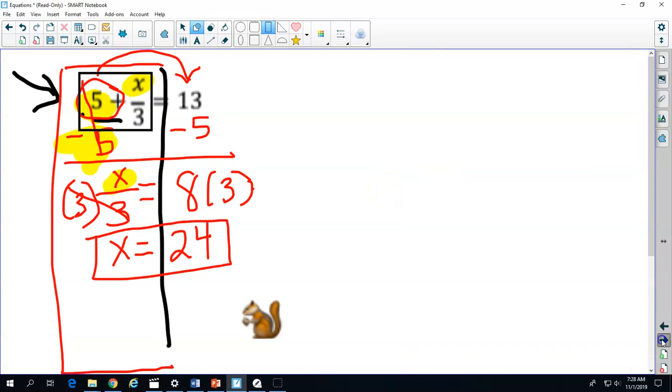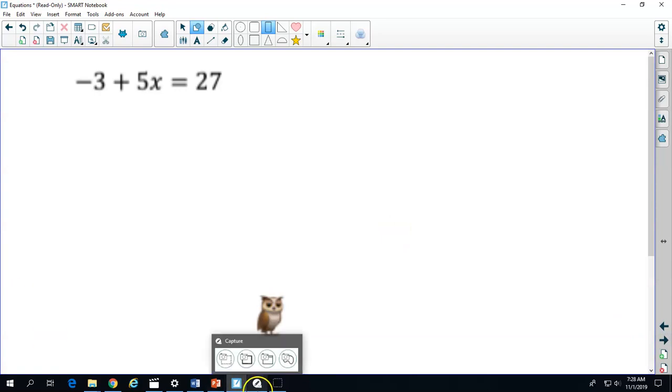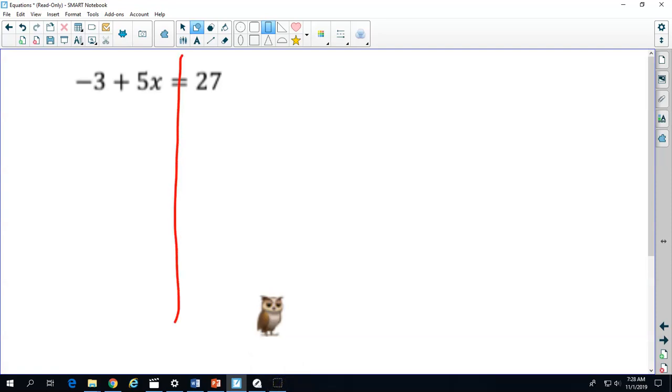All right, let's take a look at the next equation. This one can be a little tricky. We have our variable, or first of all, let's put our line down the center. This time we have our variable again on the left.